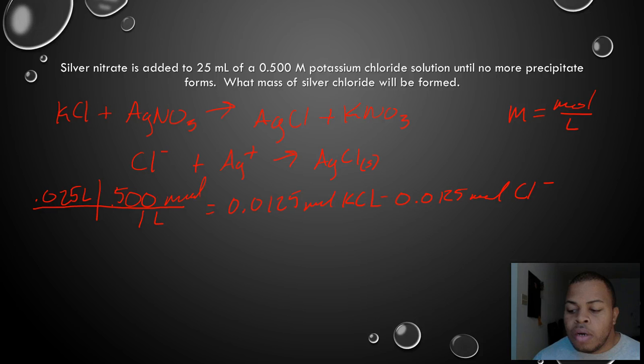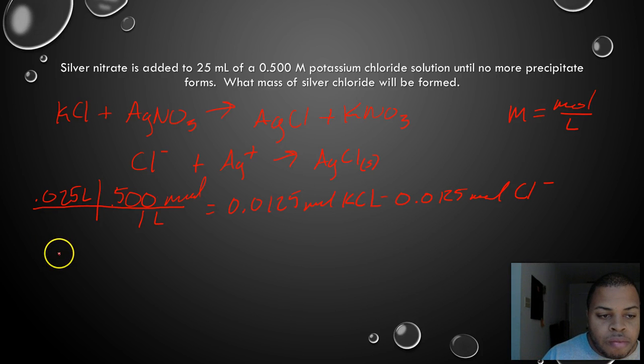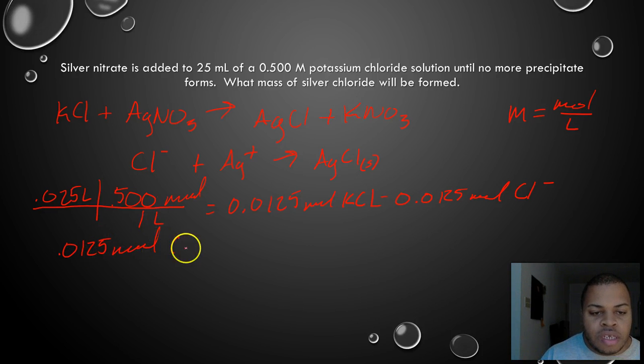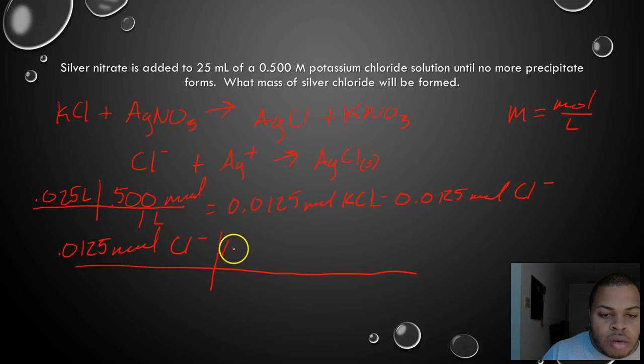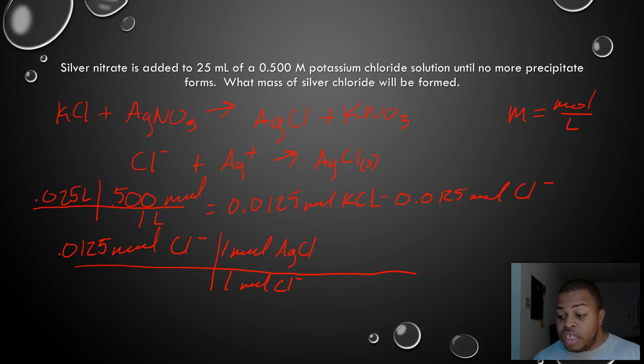Now, I'm going to go ahead and take this same relationship and I'm going to determine how much of my silver chloride I'm going to make. Now, if I have 0.0125 moles of chloride ions, I need to understand the relationship between how many chloride ions are there and how many is going to be in my final product, which in this case, luckily, it's also a one-to-one. So for every 1 mole of silver chloride, I have 1 mole of chloride ions. That works out perfectly for us in this case.